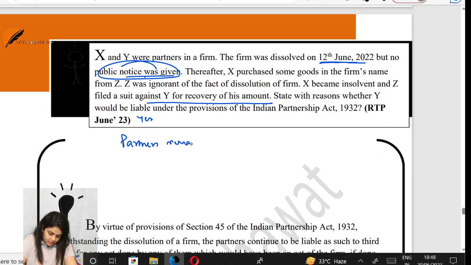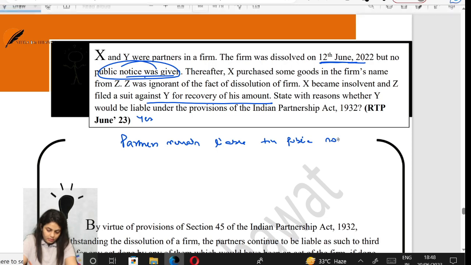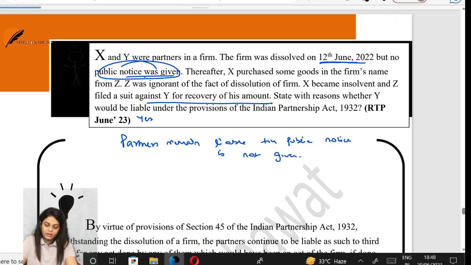So, partners remain liable till public notice is given.